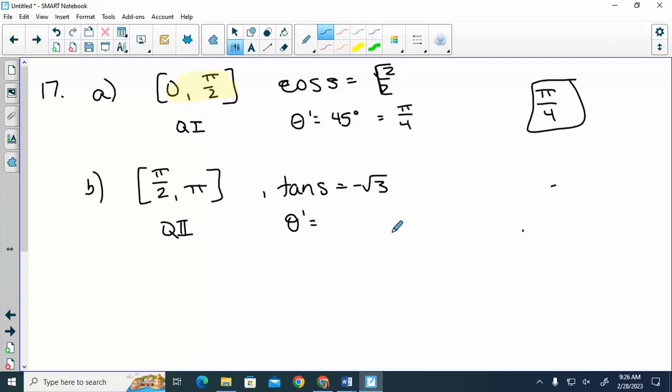So tangent of 0 is 0. Tangent of 30 is radical 1 over radical 3. 45 is radical 2 over radical 2. 60 is radical 3 over radical 1. So that's it. So this is 60 degrees, which we know is the same as pi over 3. Okay, in quadrant 2, we know the top is 1 less, so that would be 2 pi over 3.